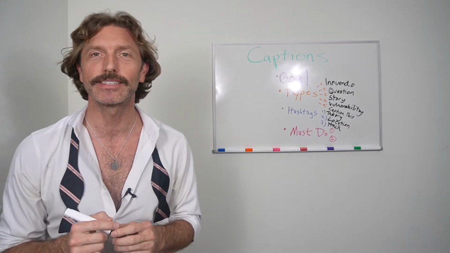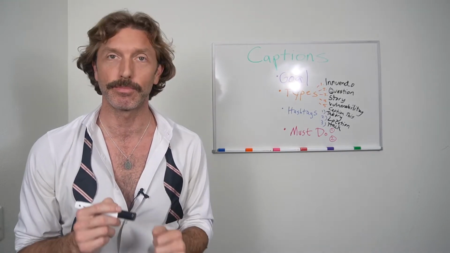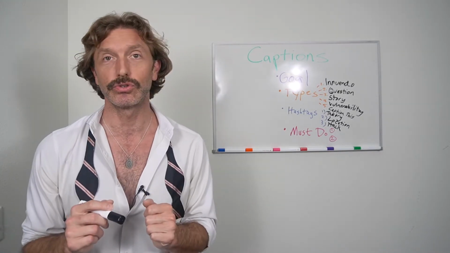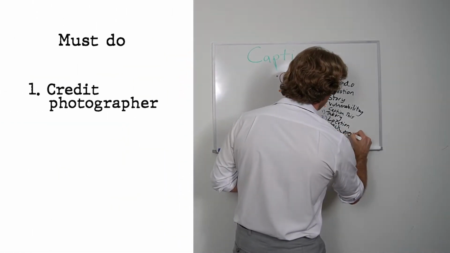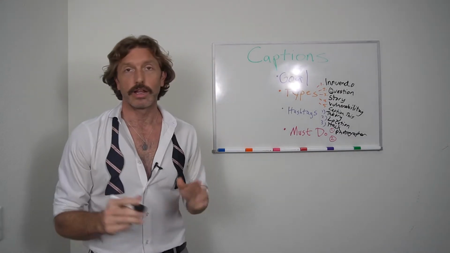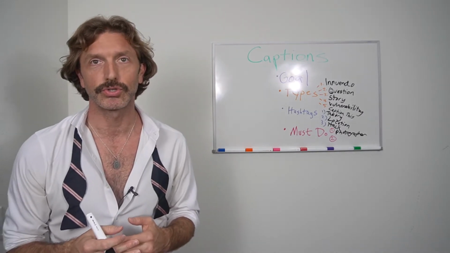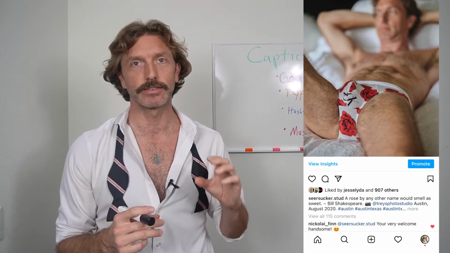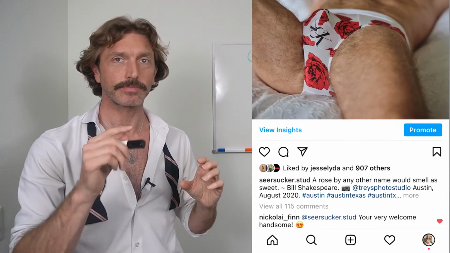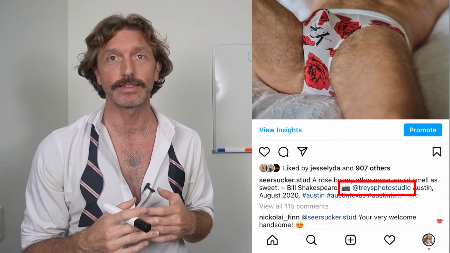Finally, we're getting to the last line item, y'all. Things that you must do down in your captions. Number 1 is you should credit your photographer. This is a definite if you have employed the use of a professional photographer for that photograph. You do a camera emoji, then you just credit the photographer. It's really quite that simple.